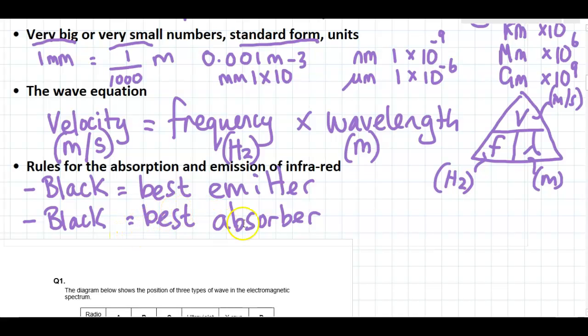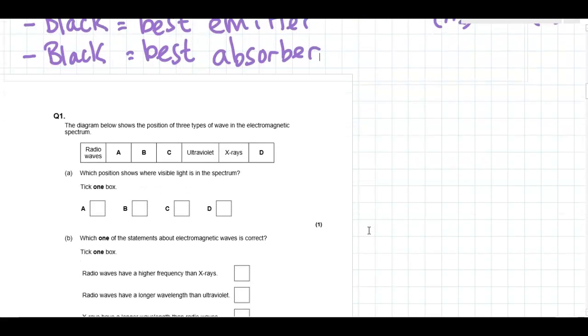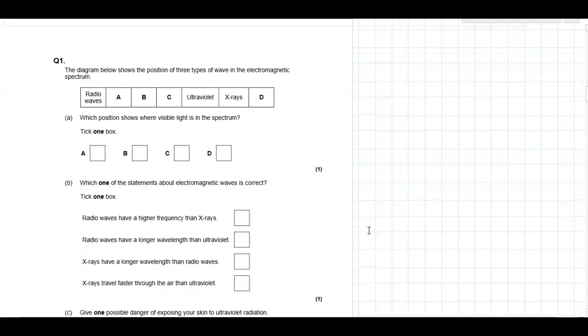Okay, let's have a little look at a question and then you can have a go at some. So think about what we've just been talking about, our facts. You're going to have a go at this question in a minute. The diagram below shows the position of 3 types of wave in the electromagnetic spectrum. Okay, so we're thinking, I know the order of this. It started with radio waves, so I could fill these in. I'd be thinking to myself, right, radio waves, what comes next? Microwaves is A, and then infrared, then visible light, ultraviolet, X-rays, and D would be gamma rays.